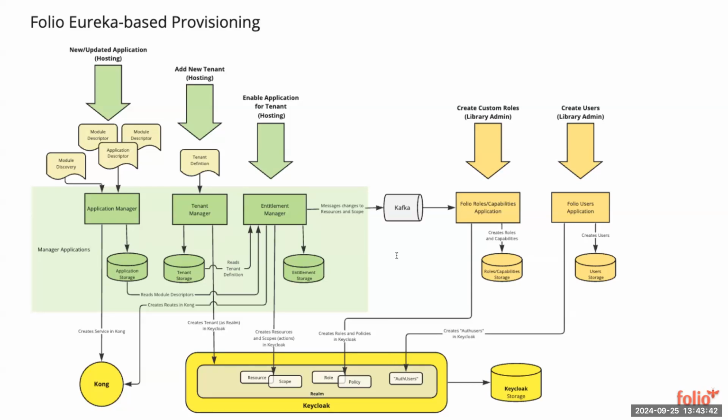Questions. So, what is auth user in the diagram on the slide? Folio Eureka based provisioning. How are realms built? Is it everything from resources, scopes, roles, policies, and what auth users is?